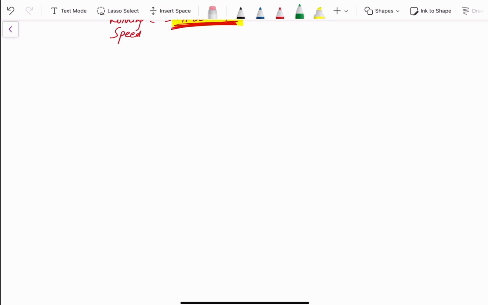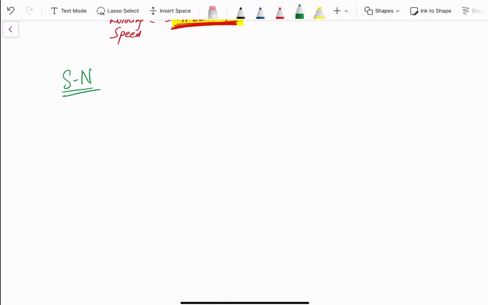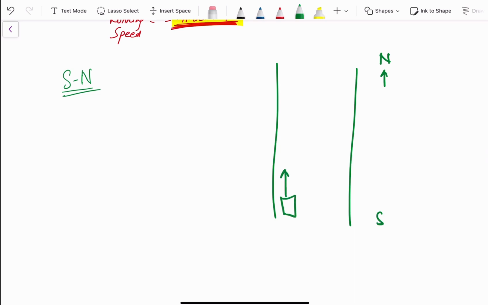We are going to consider the south node. Here, if this is north, this is south. Now our test vehicle is moving in this direction. Direction of stream is from south to north.